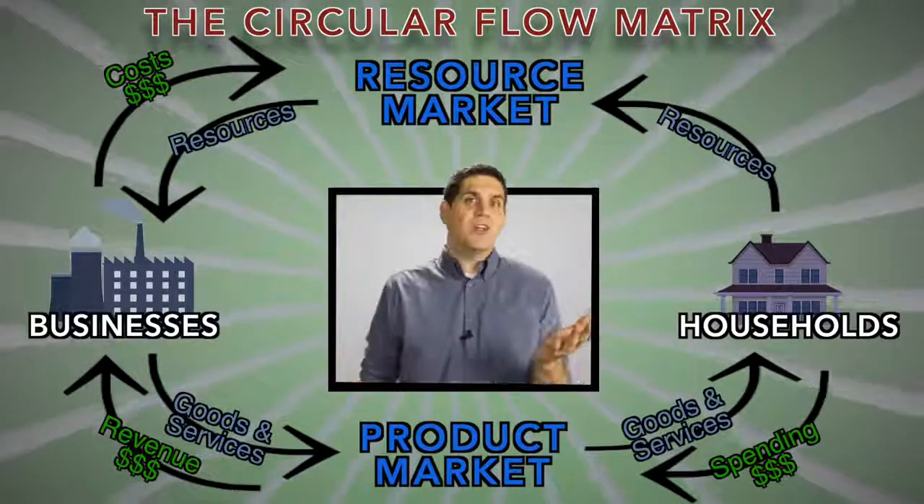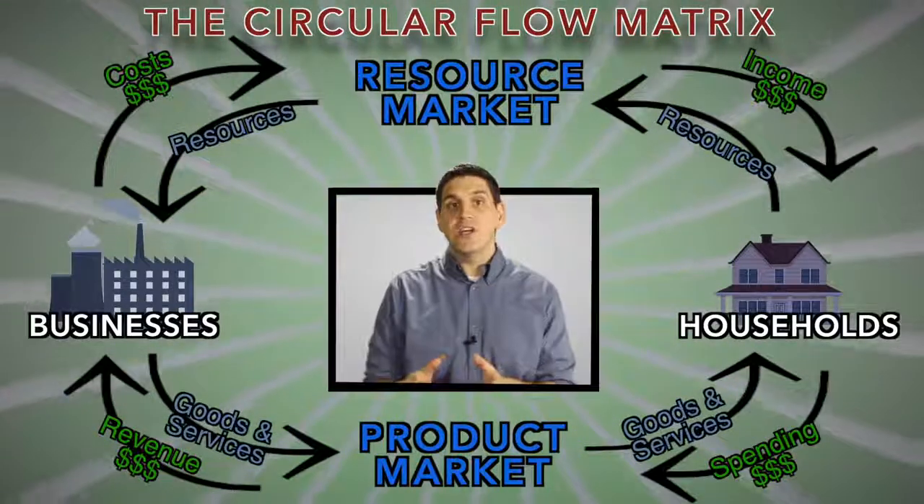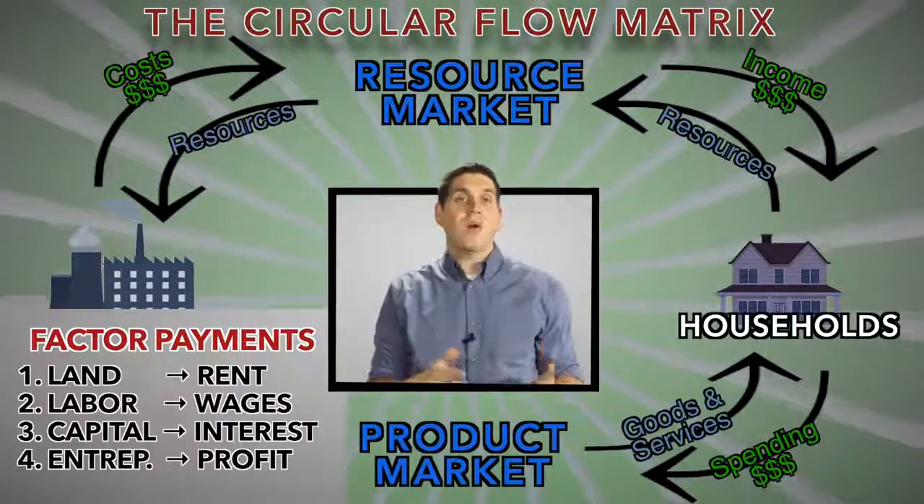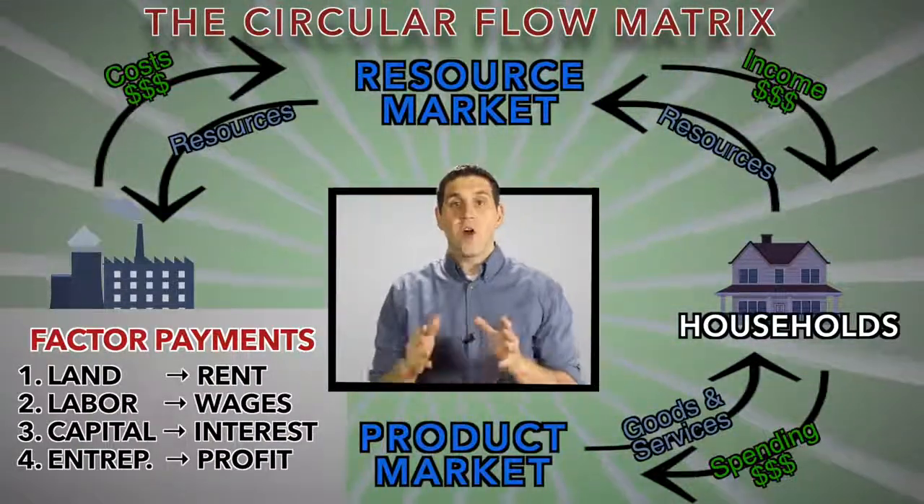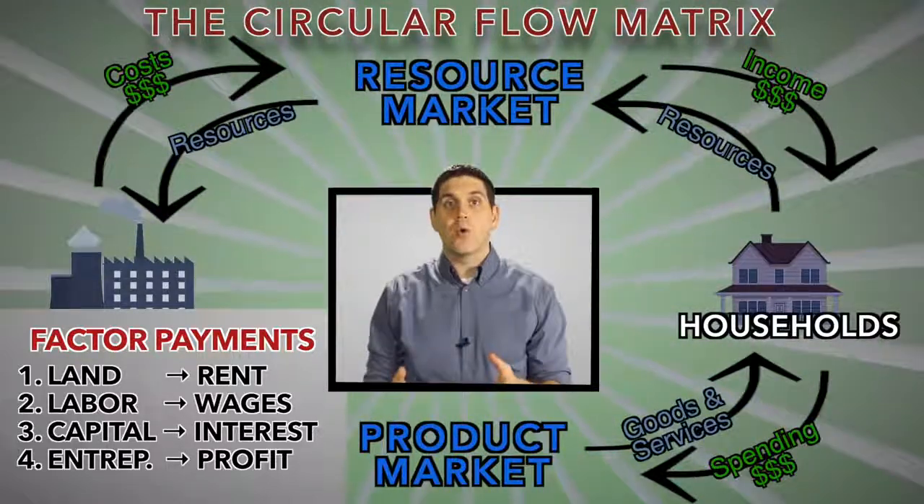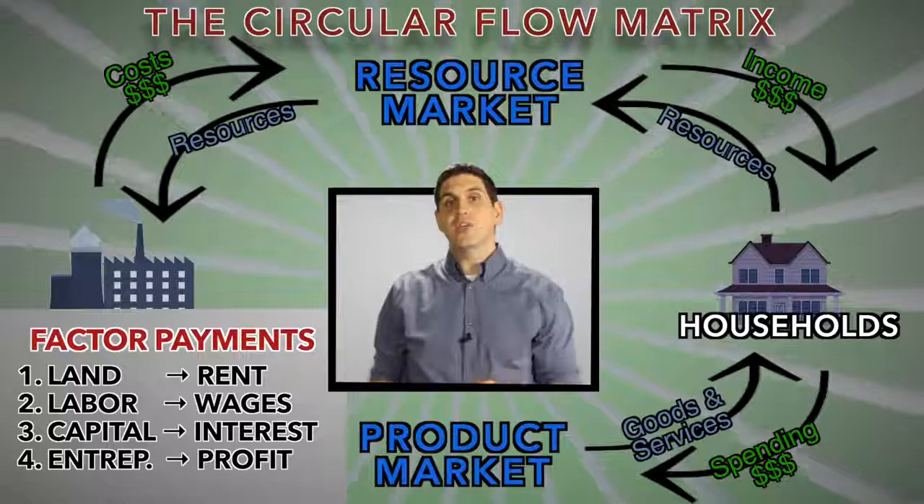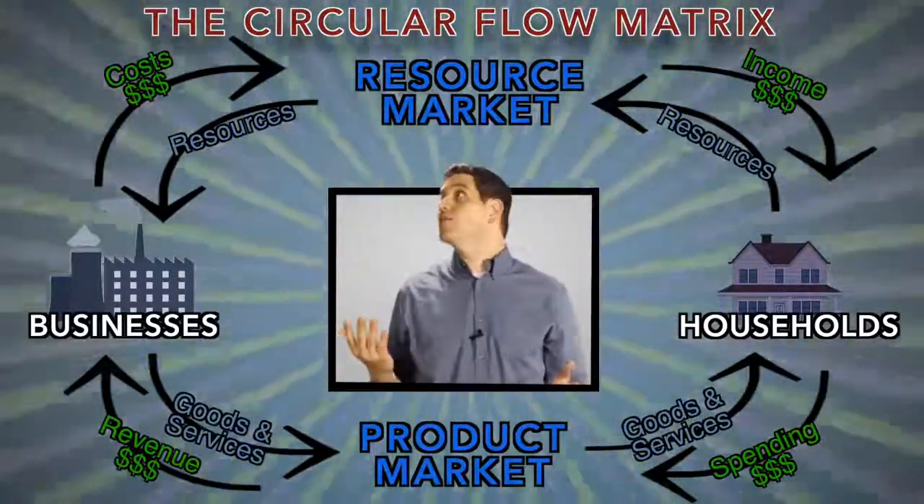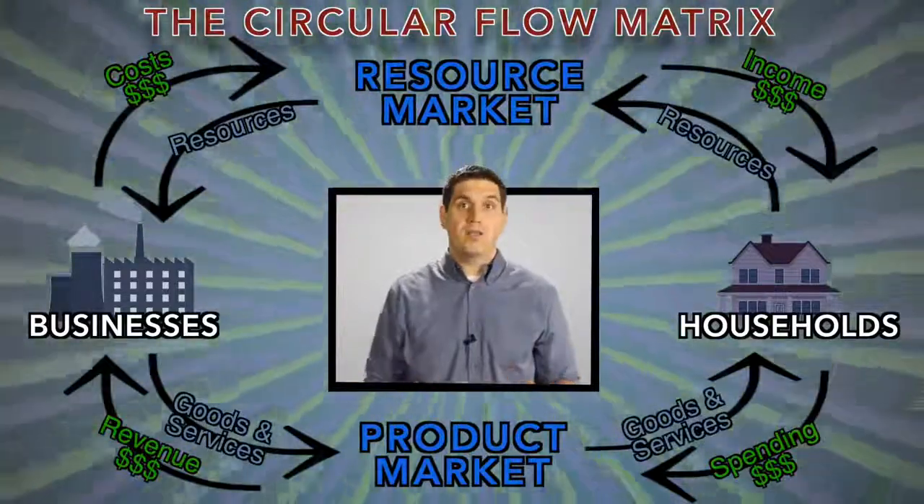It's being paid to engineers that develop the phone. Those engineers earned income. Economists break down income into 4 different types that go along with each of the 4 factors of production. They're called factor payments. When you sell land, you earn rent. When you sell labor, you earn wages. For capital, you get interest. And for entrepreneurship, you get profit. So this is it, the circular flow matrix that shows how a market economy works.